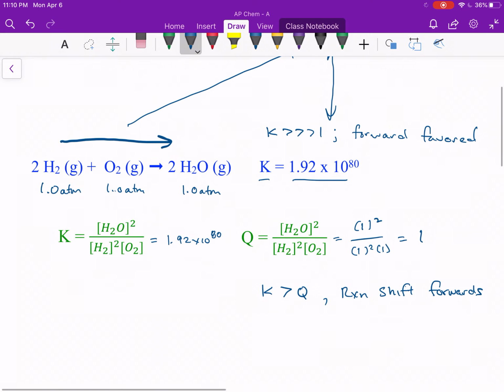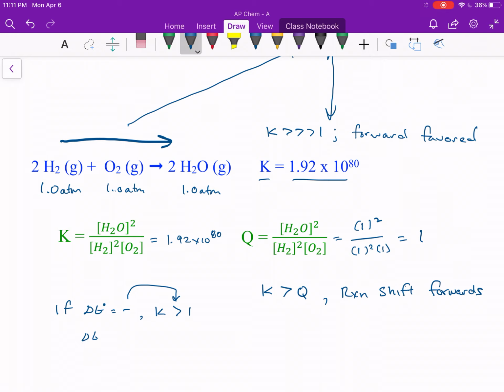So what this means for us is that if delta G naught is negative, then K will be greater than 1. Well, let me change that symbol. K will be greater than 1, right? And that is going to be true. If it's negative, then it must be greater than 1.